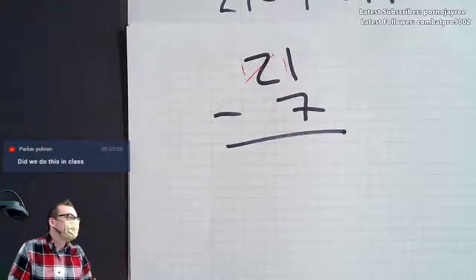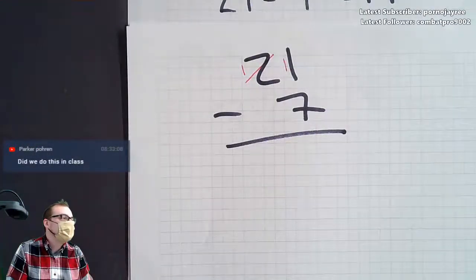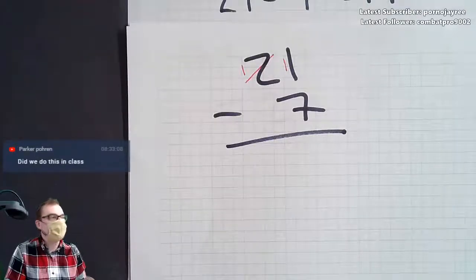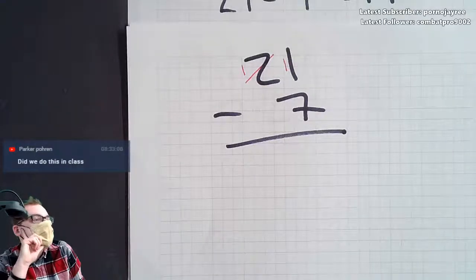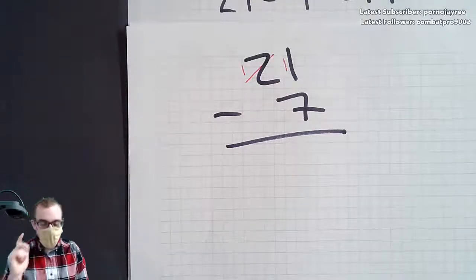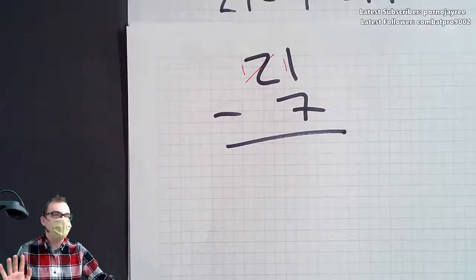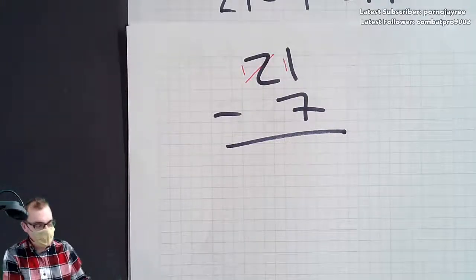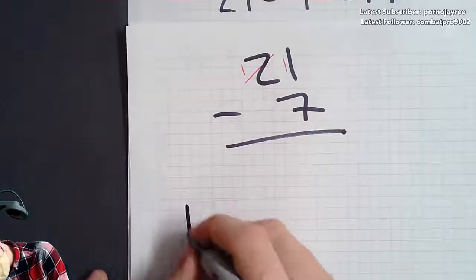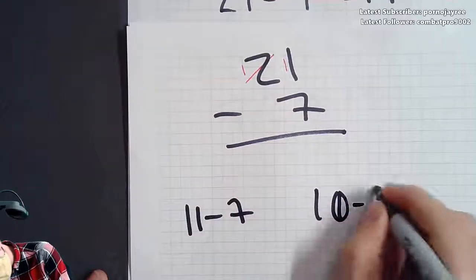Oh, gotcha. And how would you do that? 7. Yeah. Get rid of the 1 again. I'm listening, I'm just curious. I get rid of the 1 again. 10 minus 6. Whoa, whoa, whoa. Hold on a second. You're telling me 11 minus 7 is the same thing as 10 minus 6?